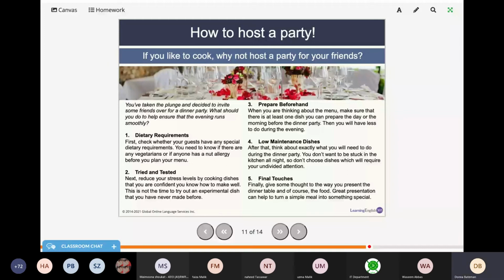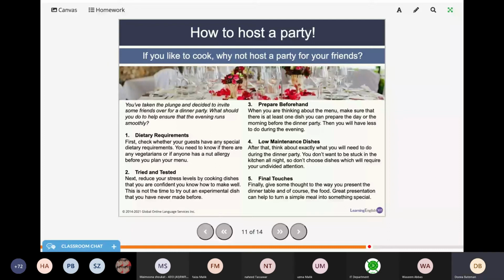Number 2, tried and tested. Next, reduce your stress levels by cooking dishes that you are confident you know how to make well. This is not the time to try out an experimental dish that you have never made before.